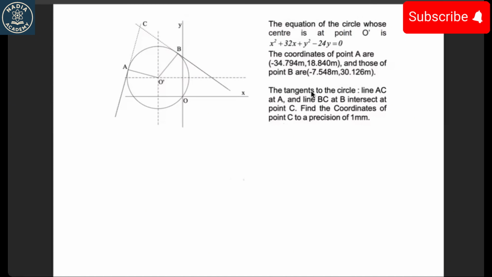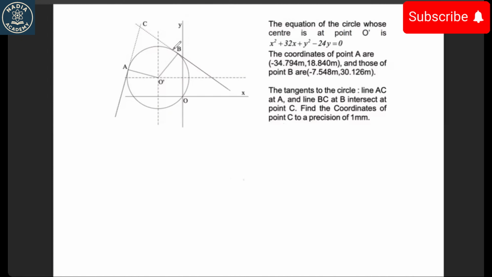Now let's try to understand this question, and here we also have the diagram. We have a circle, and the equation of this circle is given. We are also given the coordinates of point A and point B. At these 2 points we have tangents, and these tangents cross each other at point C. So let me first give you a simple understanding of this question, which will help you to solve it.